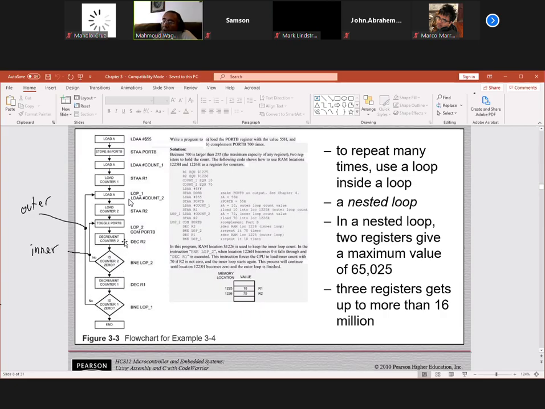So this way you can fulfill the requirements of the number of machine cycles that are needed for the delay loop. Okay.